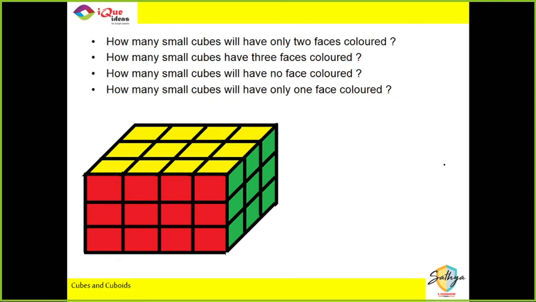So the first one, how many small cubes have only 2 faces colored? That is simple. 2 faces mein 1, 2, 3, 4, 5 and 6. So 6 in the top layer, 6 in the bottom layer, 4 in the middle as usual. So total there will be 16 pieces which will have 2 faces colored.